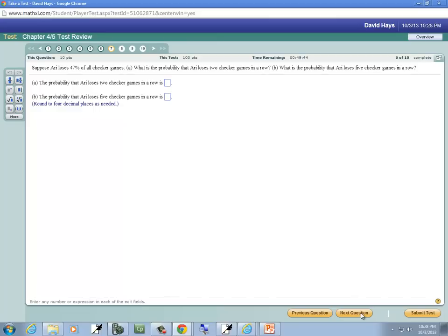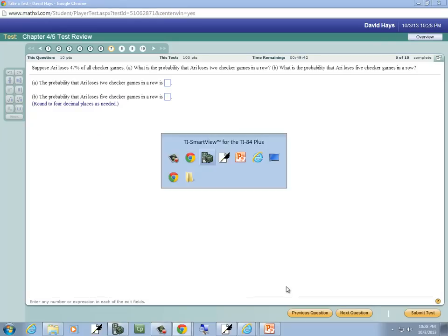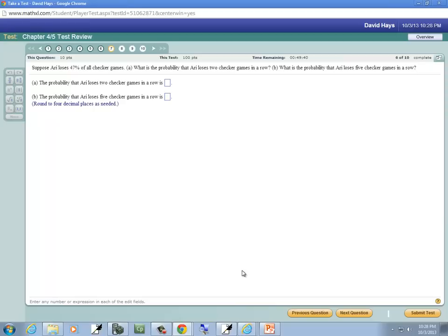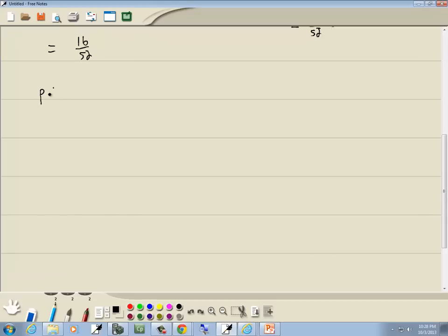Okay. Let's look at this problem. It says, suppose Ari loses 47% of all checker games. So probability loses is 0.47. Then the opposite of that, probability wins, will be 0.53.